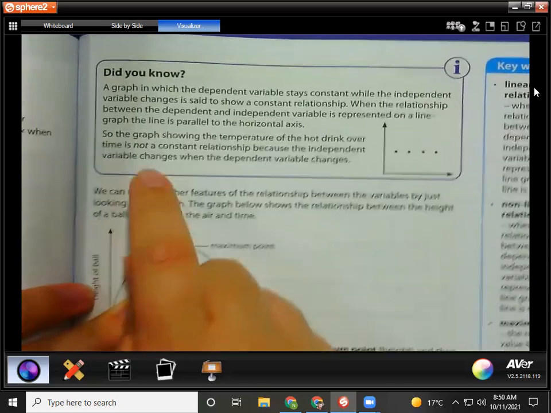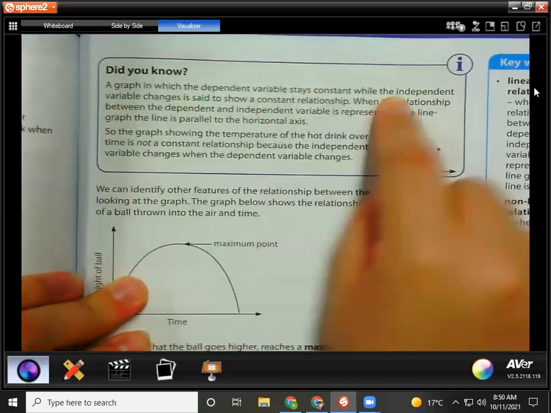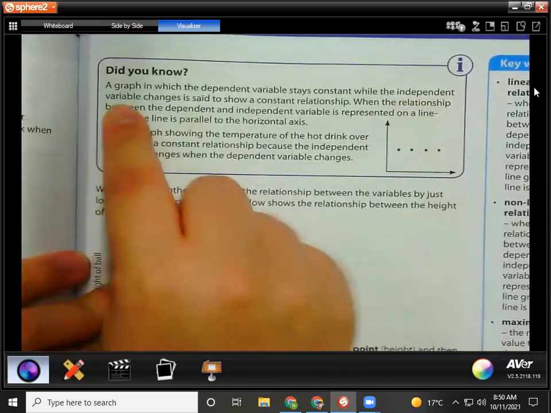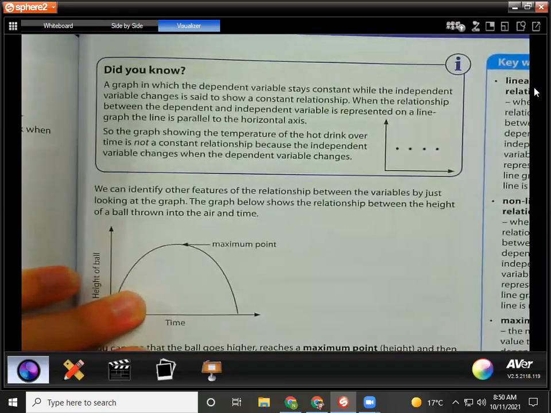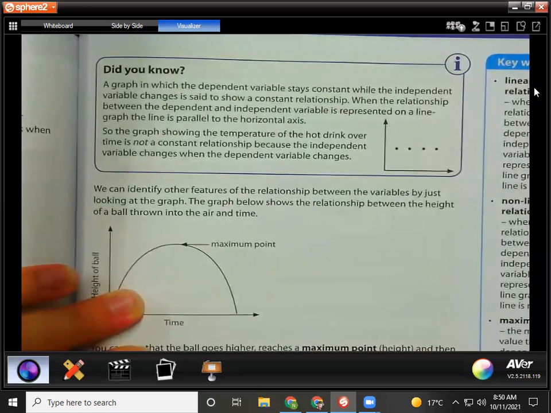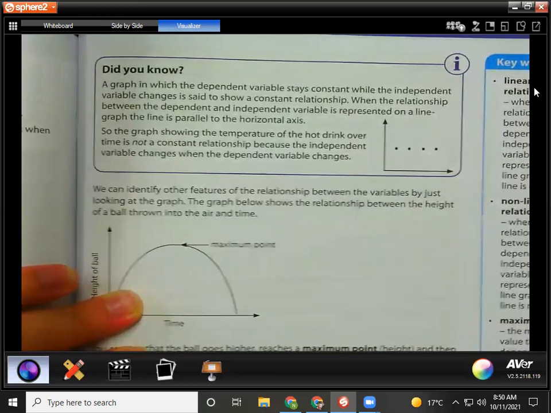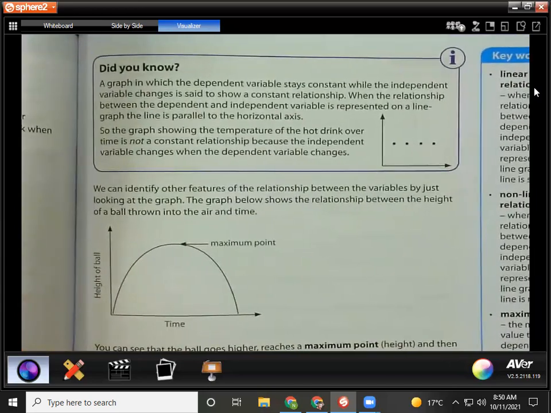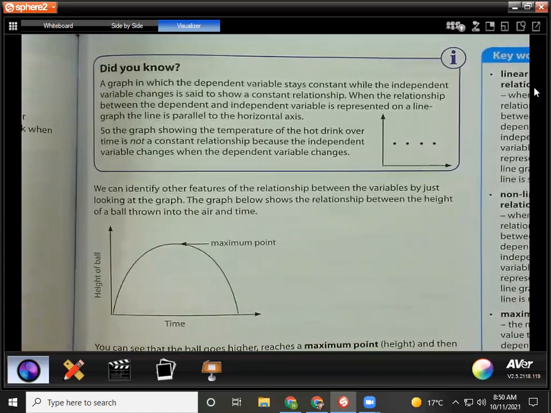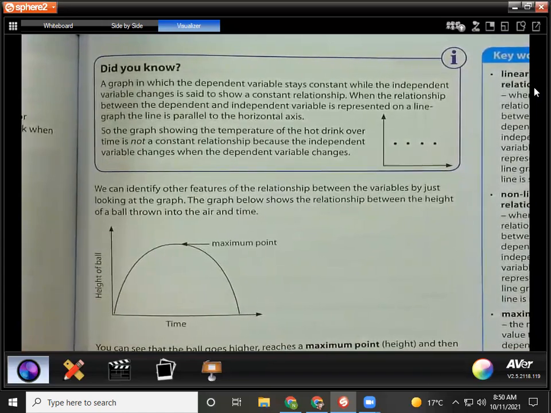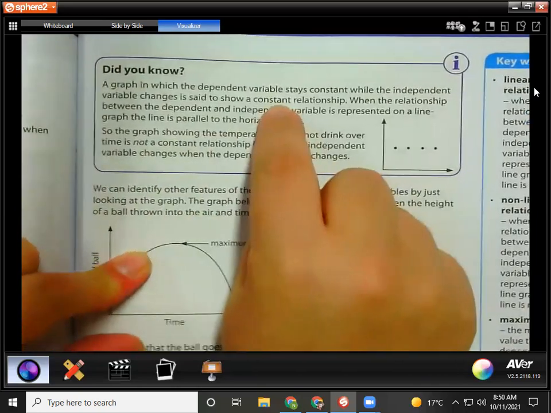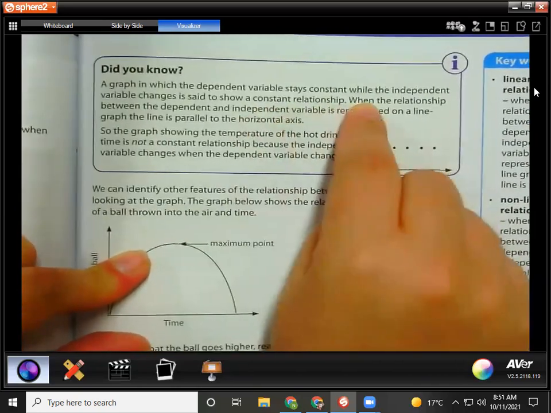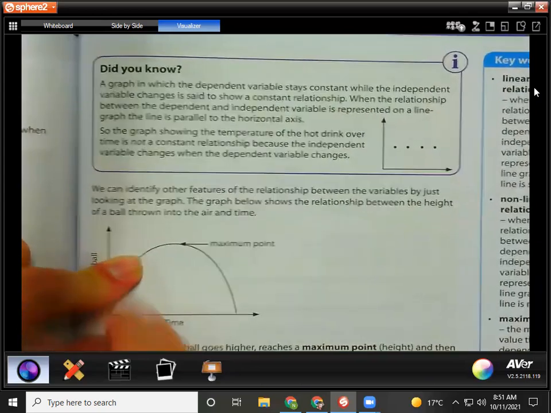All right, so they're saying a graph in which the dependent variable stays constant while the independent variable changes is said to show a constant relationship. Guys, you remember with that shoe size one? Once she reached a certain age, her shoe size stayed 6. Can't remember what the age was now. But in that case, regardless of how much time is passing, regardless of her age, her shoe size stayed constant. It stayed the same. So we would then literally call that a constant relationship, if they're asking you for the name of that.